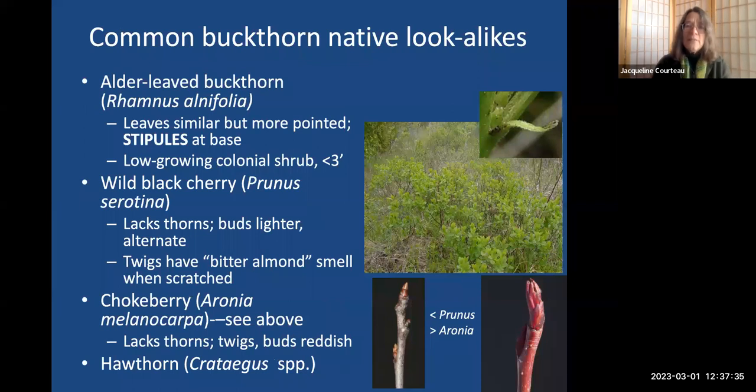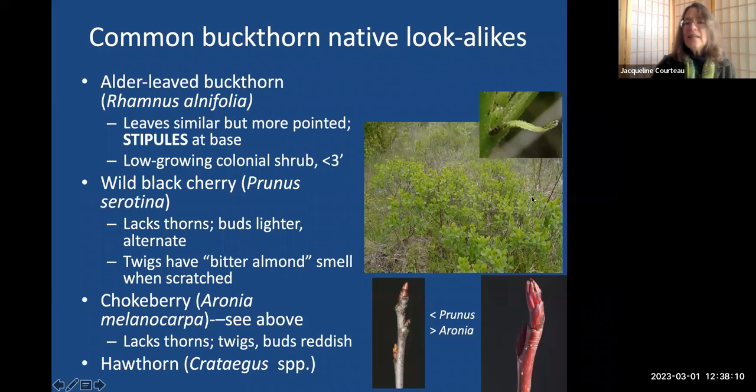What are some things that you might confuse it for? We do have a native buckthorn, Rhamnus alnifolia, the alderleaf buckthorn. And the leaves can look fairly similar, although they're more pointed. However, it has a really cool feature that I haven't really talked about, which is the stipule at the leaf base. This is like a little leaflet, or it starts as kind of a scale for where the bud emerges. And there it is, this really distinctive feature of the native leaf as opposed to the non-native.